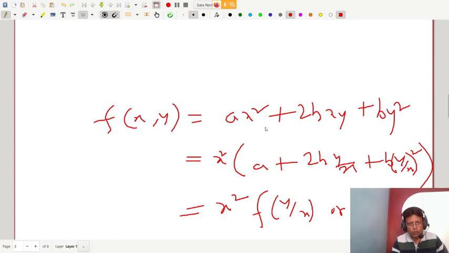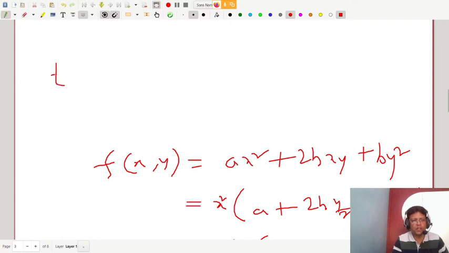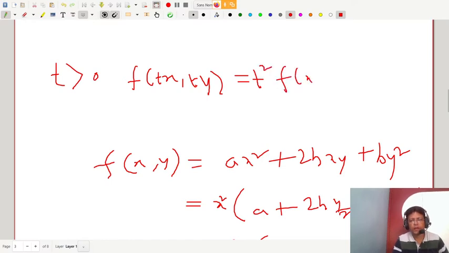Because x has a power 2, xy combined power is 2, and y squared is 2. Another way you can define it: suppose t is a number greater than 0, you can show that f of tx comma ty is t squared f of x y. So it is a homogeneous function of degree 2.